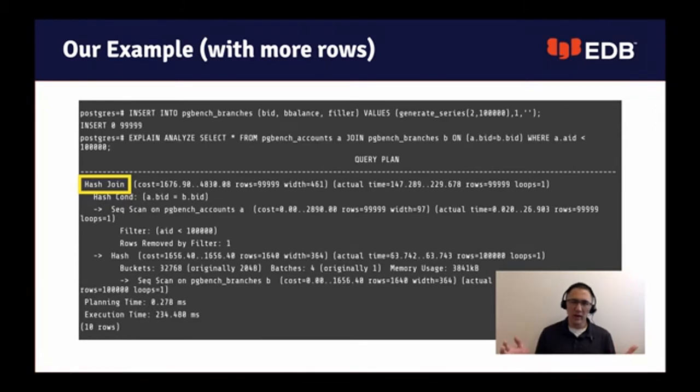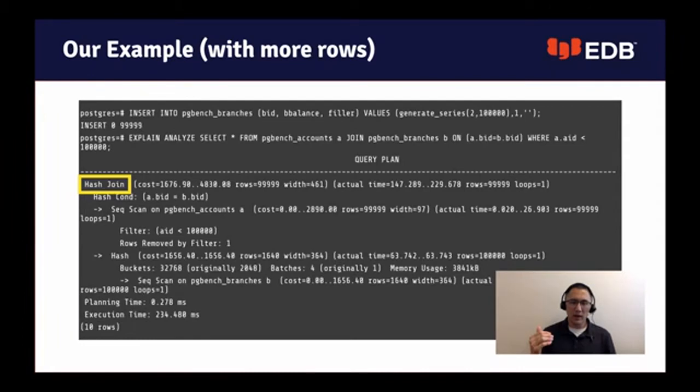Now, it decided that, oh, I think a nested loop is going to cost too much, right? It took all those sequential page costs and CPU tuple costs and all that kind of stuff and did the calculation and said, nope, nested loop is too expensive. We're going to do a hash join instead.